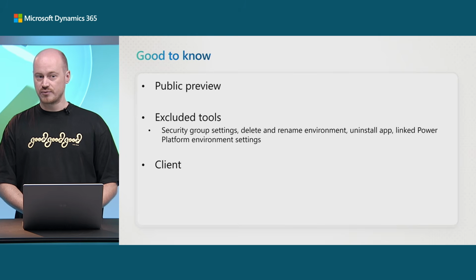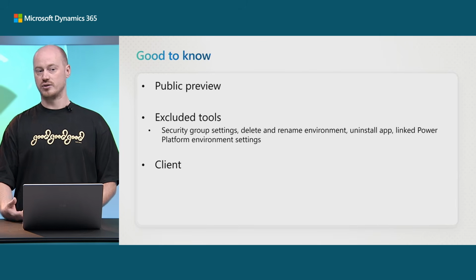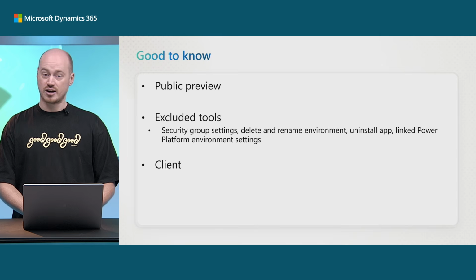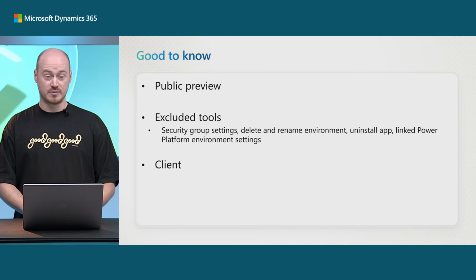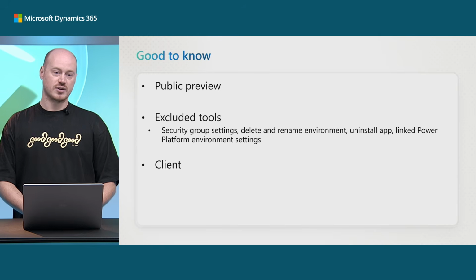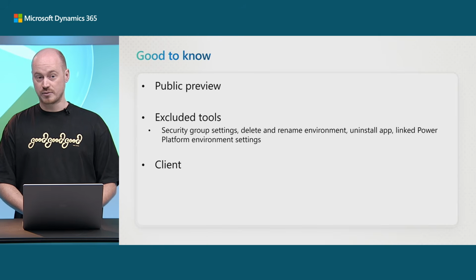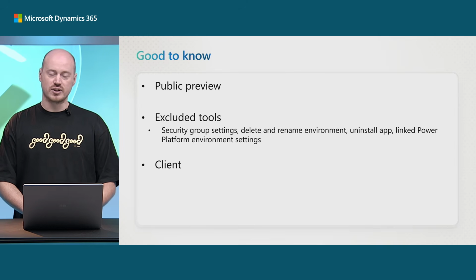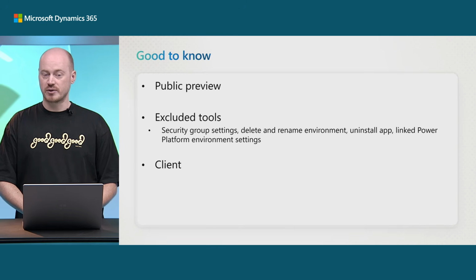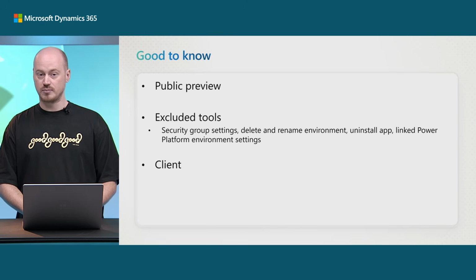During the public preview, there are a few API endpoints that are available in the Admin Center API, but that are not known to the MCP server. So right now, you can't use the MCP server to manage the security group settings on your environment. You cannot execute potentially destructive operations like deleting and renaming environments or uninstalling apps. And also the settings related to linked Power Platform environments are not available yet.